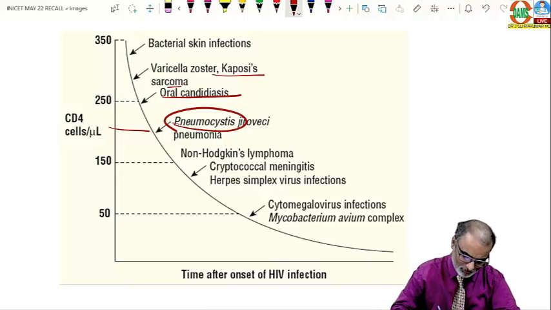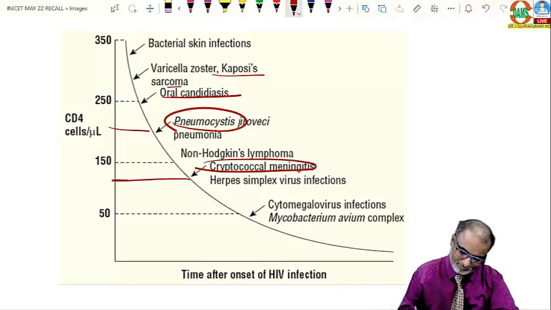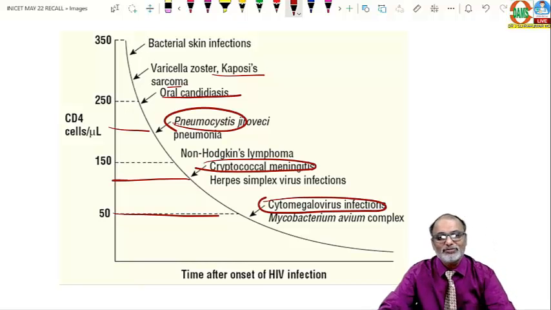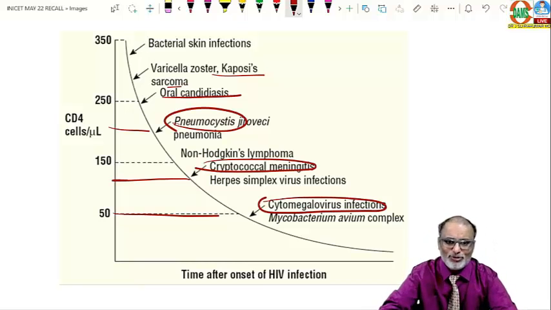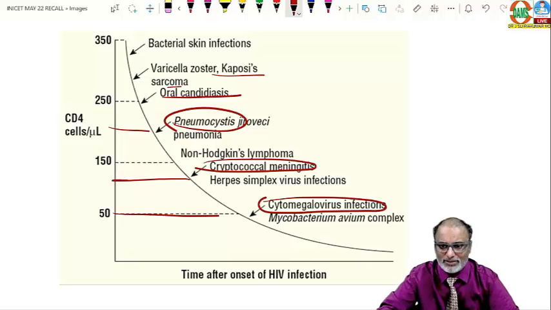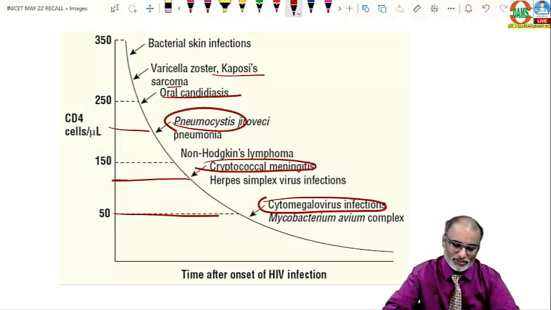When it is around 100, you can go for cryptococcus. When it is around 50, go for cytomegalovirus infection. If we know this chart, it will be very easy. If we know at what CD4 count which opportunistic infection occurs, based on that you can tailor-make chemoprophylactic agents to prevent the opportunistic infection.